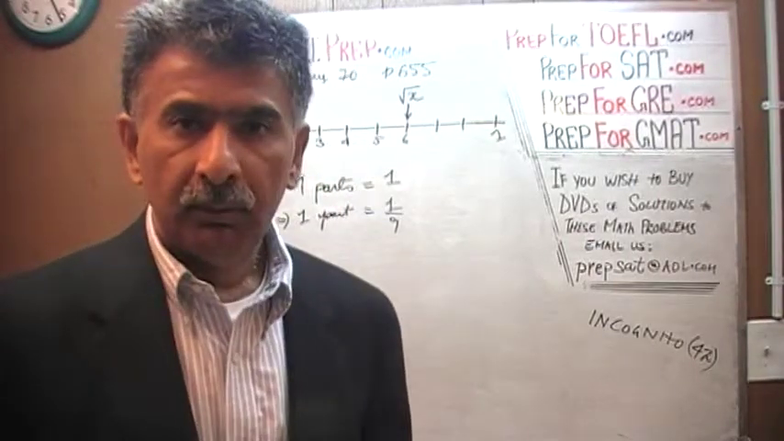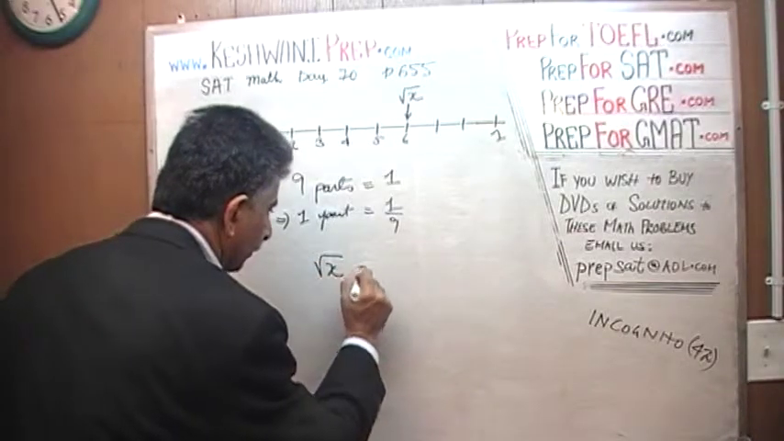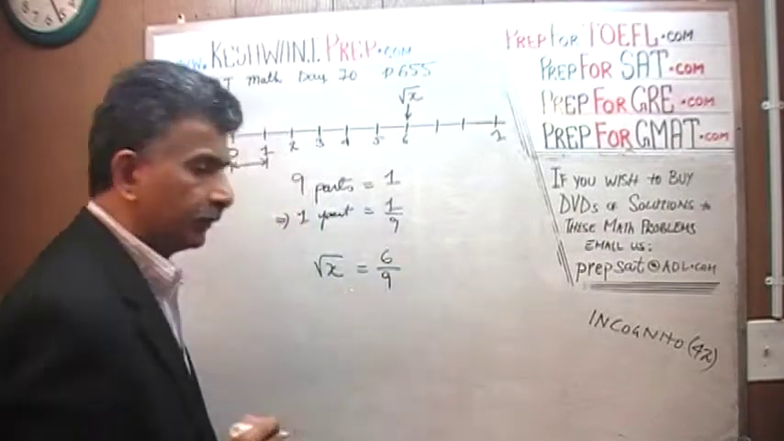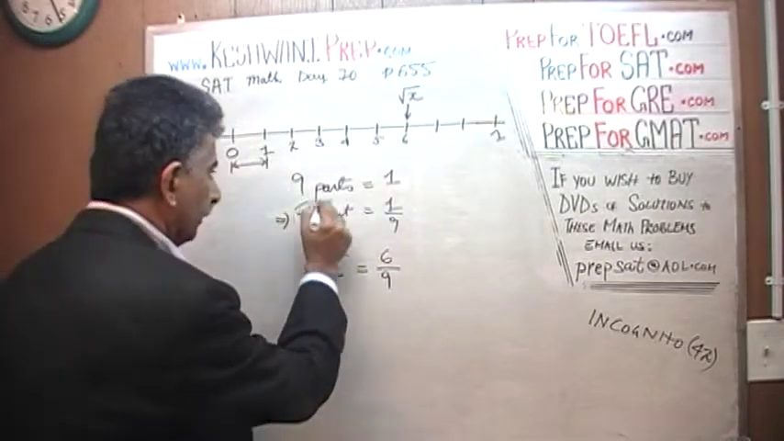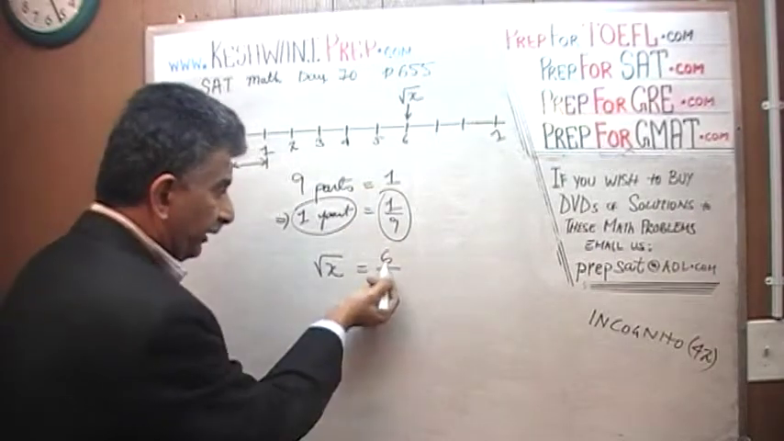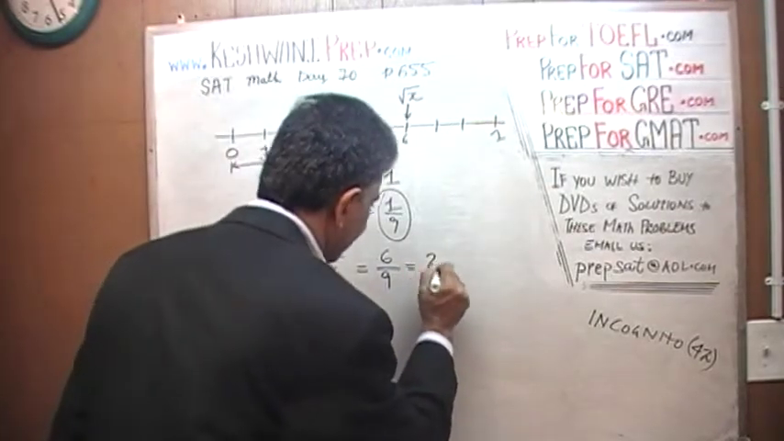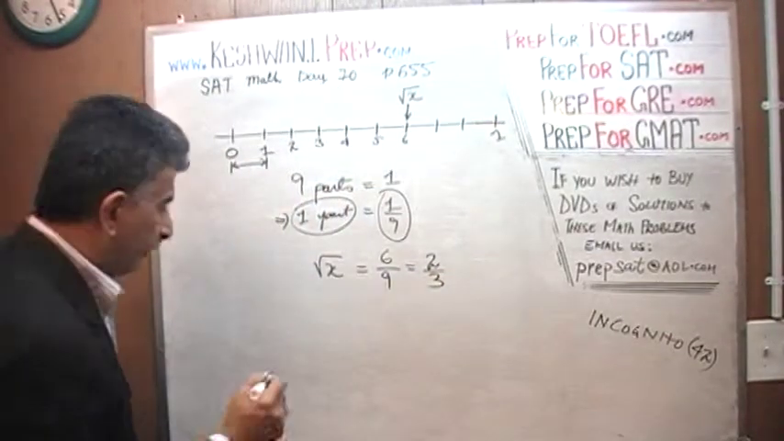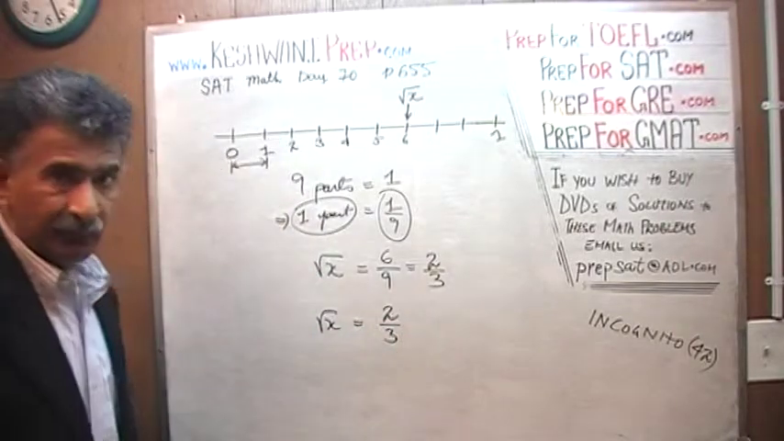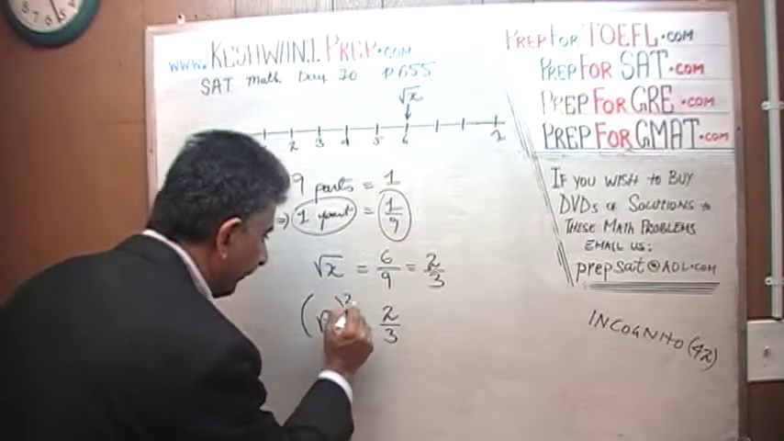So now we know that the square root of x equals 6/9. Why 6/9? Because one part we just learned equals 1/9. Therefore, 6 parts must equal 6/9. That's all. Let's reduce it. This reduces to 2/3. So now we know that the square root of x equals 2/3. And they're simply asking what's the value of x. We're very straightforward. Take the square of both sides and we are done.